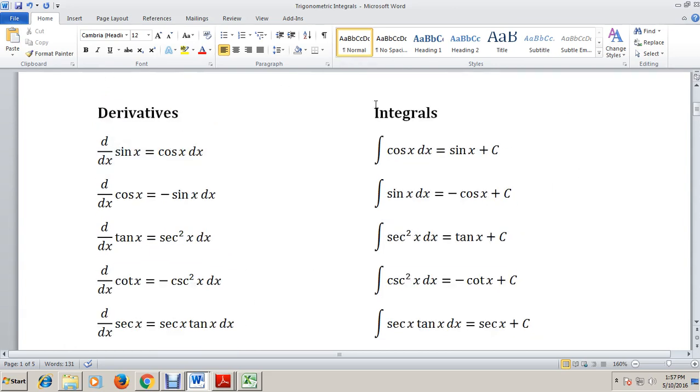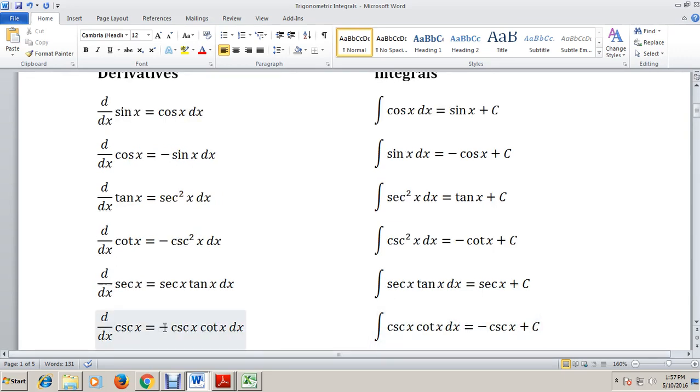Also, the reverse formulation for getting the antiderivative of each of these results: we have the integral of cosine x dx results to sine x plus c. The integral of sine x gives us negative cosine x plus c. The integral of secant square x gives us tangent x plus c. Integral of cosecant square x is negative cotangent x plus c. Then the integral of secant x tangent x, we have secant x plus c. And the integral of cosecant x cotangent x dx gives us negative cosecant x plus c.